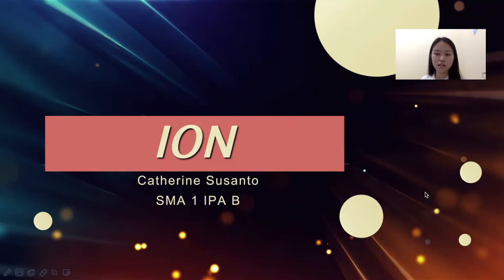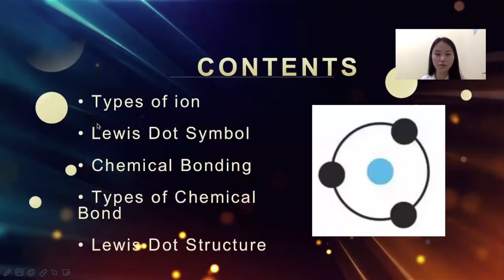So the things that I'm going to discuss about ion are types of ion, Lewis dot symbol, chemical bonding, types of chemical bond, and Lewis dot structure.